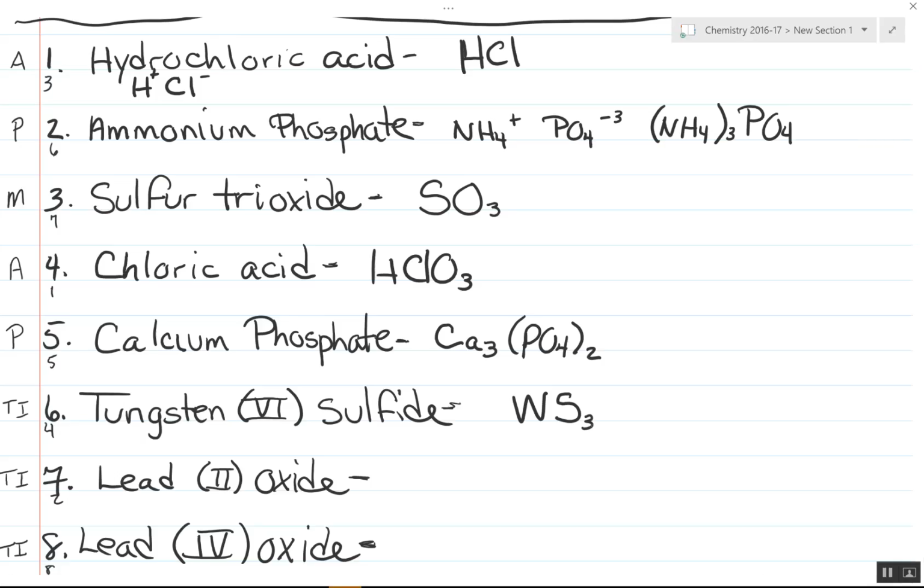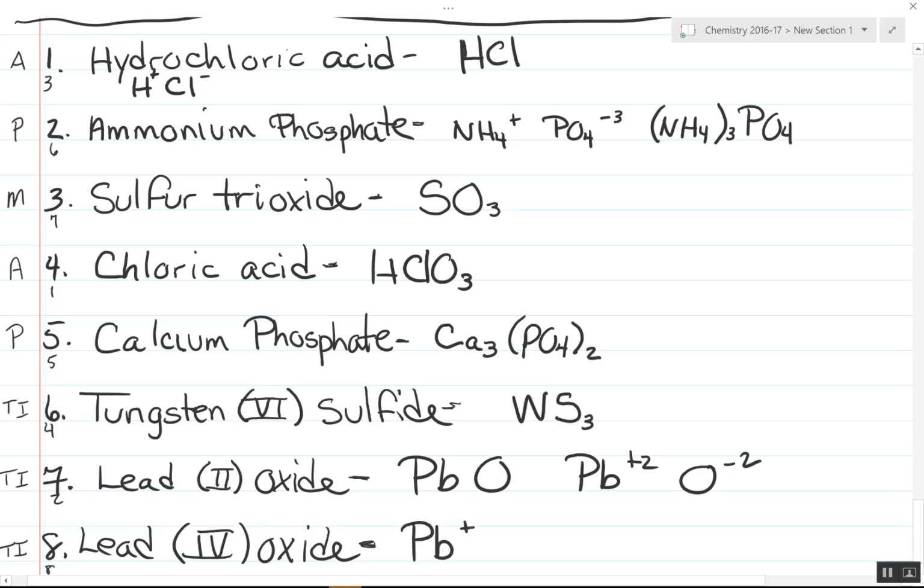Now, table 2, lead 2 oxide. What? PbO? PbO, because in this case, lead is +2, oxygen -2. Table 8, lead 4 oxide. Got +4, oxygen -2. How many more oxygens you need? 1 more. So you get PbO2.